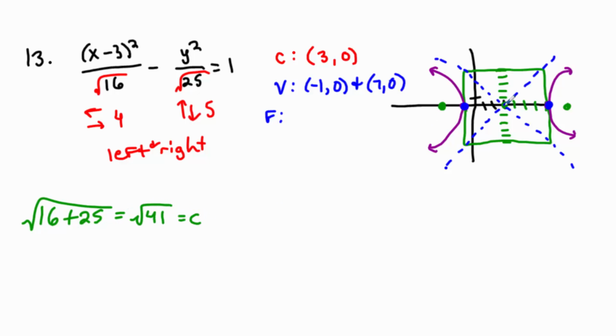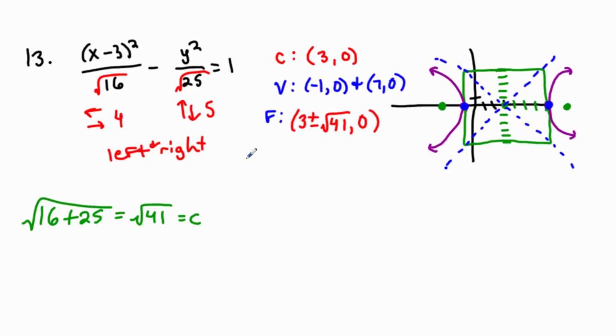So from my center point, I have to subtract square root of 41 to get here. I have to add square root of 41 to get over here. And so those are decimals. And so we're just going to write 3 plus and minus the square root of 41, comma 0. Because we're not leaving this x-axis. We are just going left and right. So we have to add it to our x value.